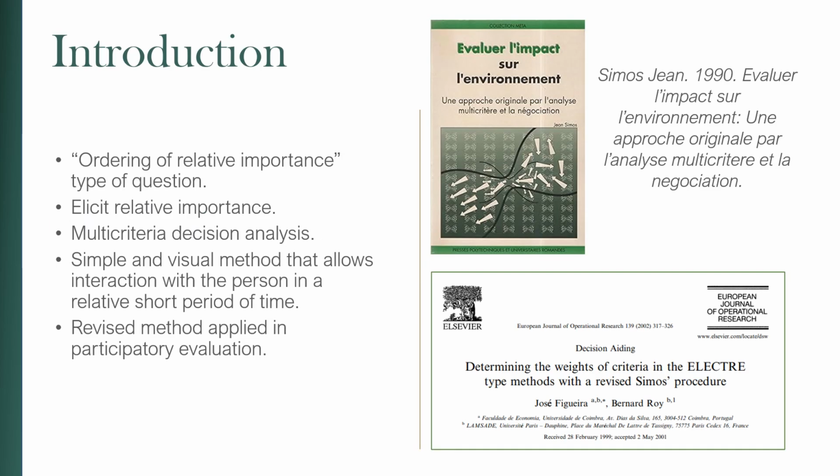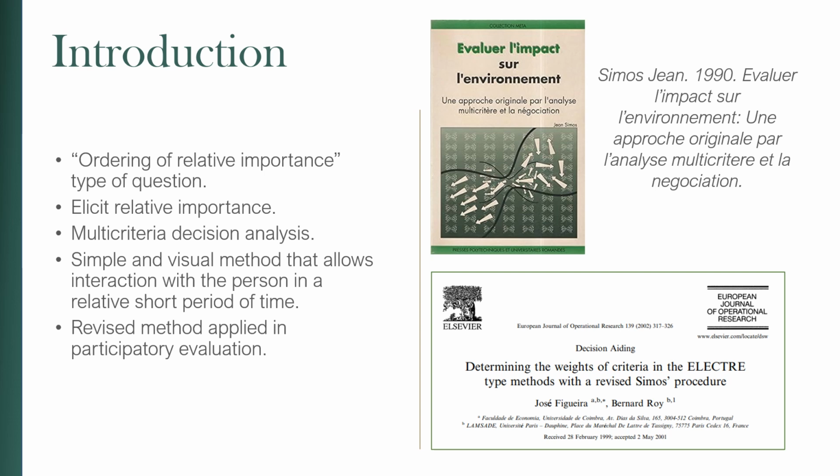This is a method for individually extracting the preferences of a set of criteria or variables. It was designed for application in outranking multi-criteria decision aiding methods to define the relative importance of a small set of criteria, importance that later is used as votes in an analysis. It is then an ordering of relative importance type of question.